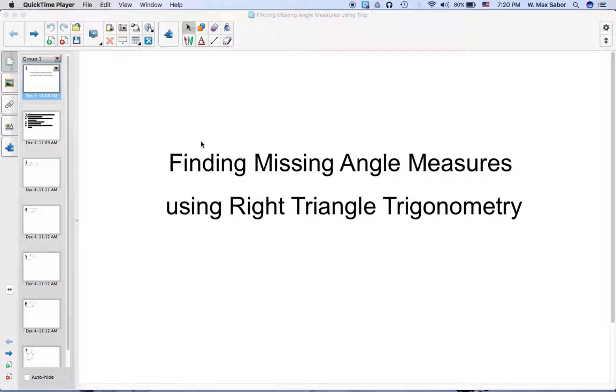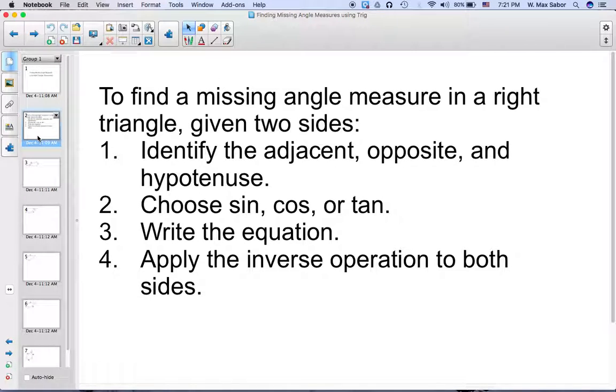Finding missing angle measures using right triangle trigonometry. So, to find a missing angle measure in a right triangle given two sides, we want to identify the adjacent, opposite, and hypotenuse. Choose sine, cosine, or tangent, write the equation, and then apply the inverse operation to both sides.